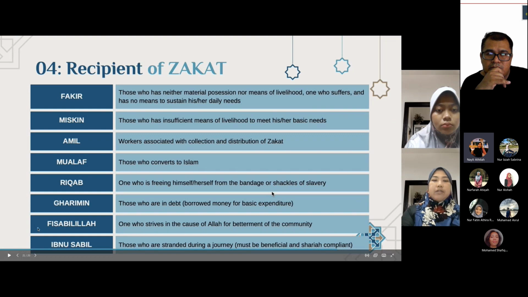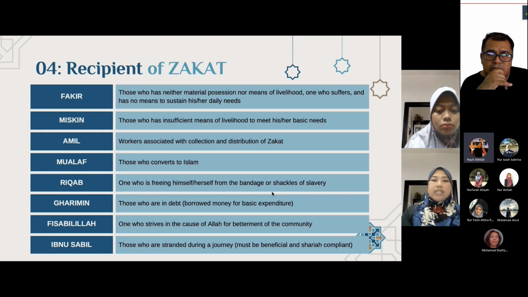Moving on is the recipient of zakat. There are 8 asnaf categories that are eligible to receive zakat. The first category is faqih. Faqih is the one who has neither material possession nor means of livelihood, one who suffers and has no means to sustain his or her daily needs, while miskin is those that has insufficient means of livelihood to meet his or her basic necessities.